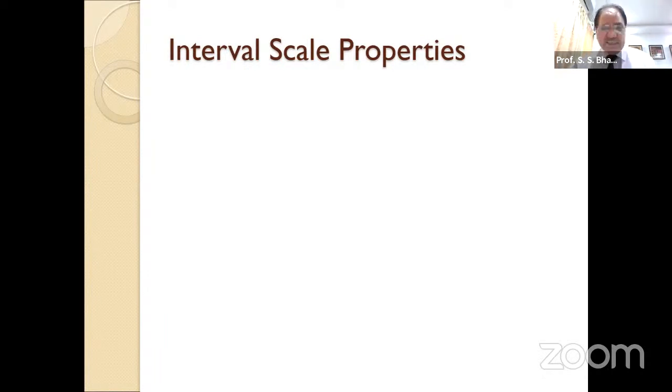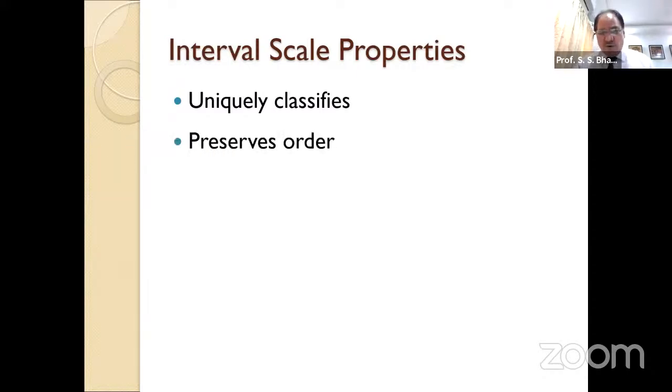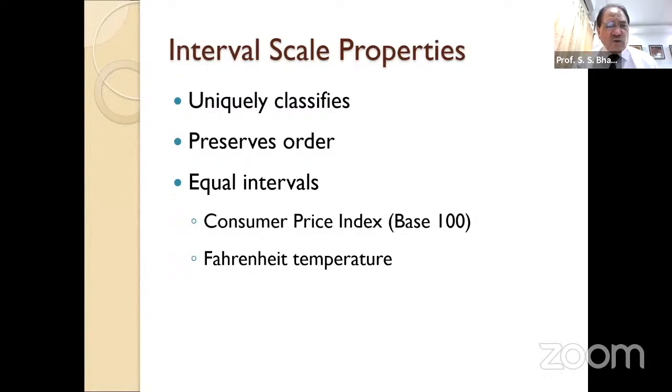So I'm clubbing these. Interval scale also uniquely classifies, it preserves order, and intervals are also equal, right? Now let's see whether you are able to differentiate between an interval scale and an ordinal scale. I said that the quality of the session that you are attending today can be evaluated using phrases, very high, average, low, very low, or it can be evaluated using a scale of 1 to 5, where 5 indicates highest quality and 1 indicates lowest quality.